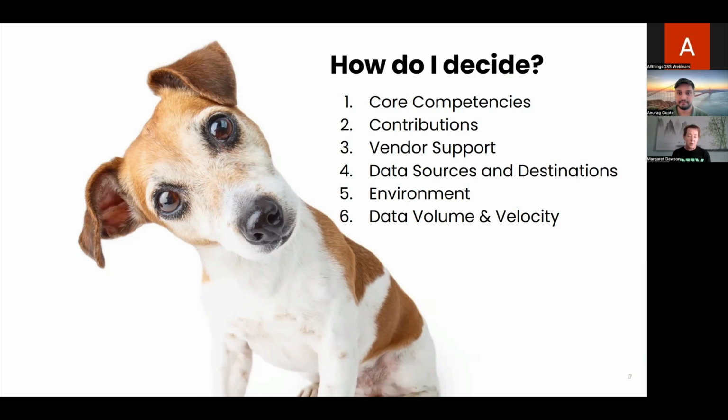Also, are you partnering with a vendor that can help influence features in the project based on their contribution, or really partner with them on a project, because it's always nice to have those bigger resources than you may have. What are your data sources and destinations you need to support? That could influence it. We talked about different use cases, whether it be an edge use case or something else. And finally, what is your overall environment? How important is performance? How important are some of these integrations? What are the data sources you're looking at? And also data volume, what kind of scalability and performance are you looking at?